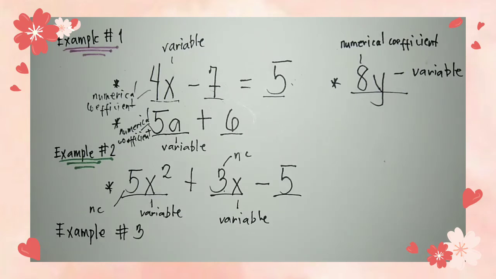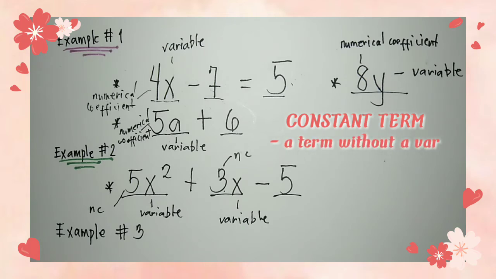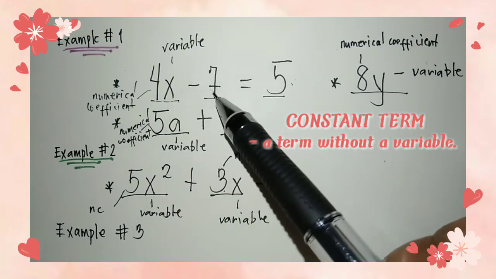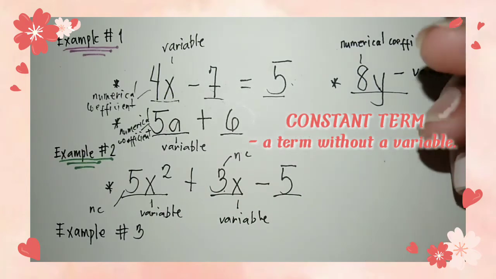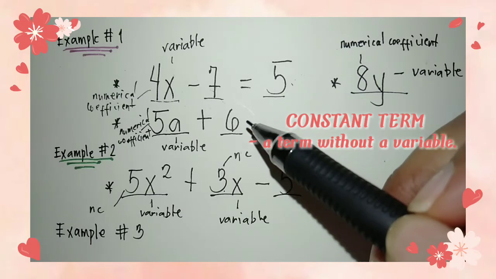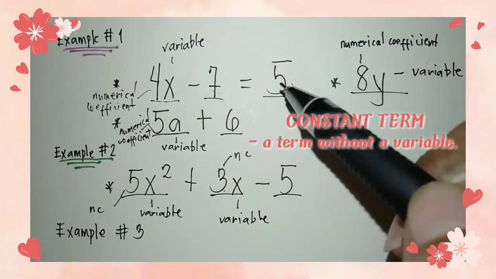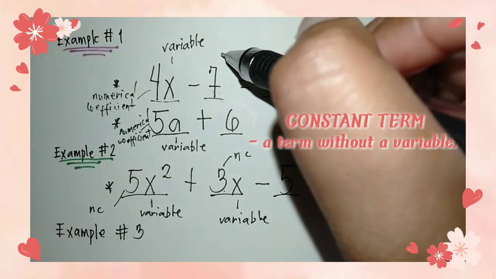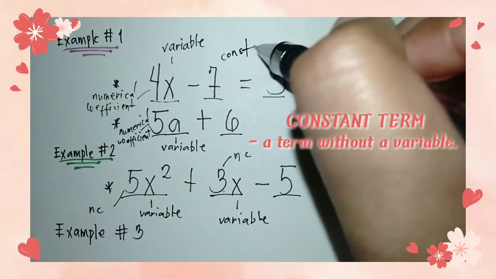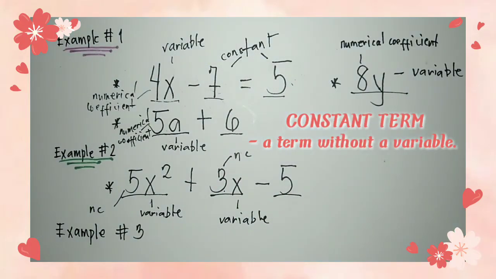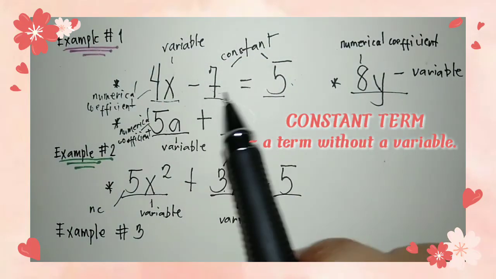Alright? And for the next symbol, we have the constant term. When we say constant term, it is a term without a variable. Dito sa 4x minus 7 equal to 5, ang ating term na walang variable, alin dito? Si 7 and 5. Meaning to say, sila yung tinatawag nating constant. Diba? Kasi, yun yung term na walang variable.